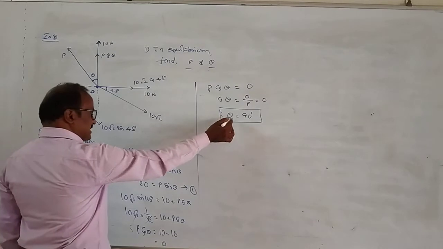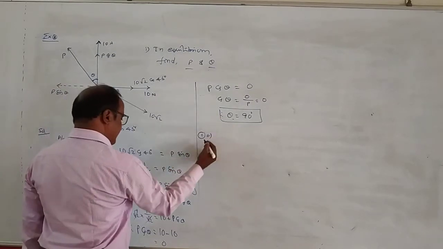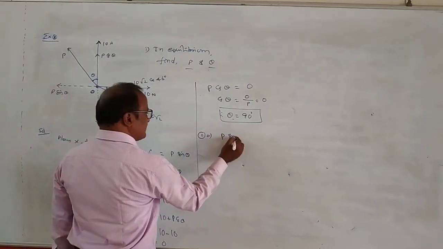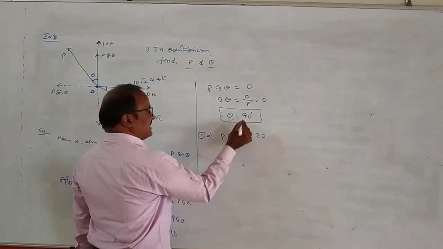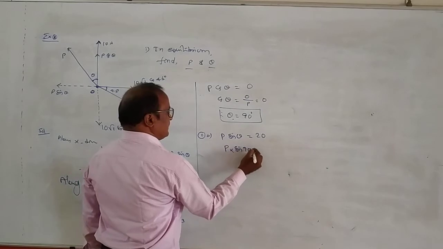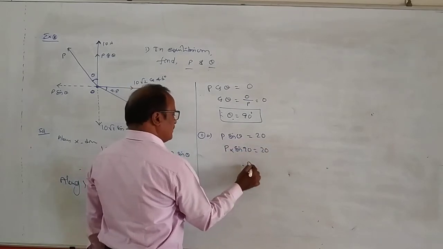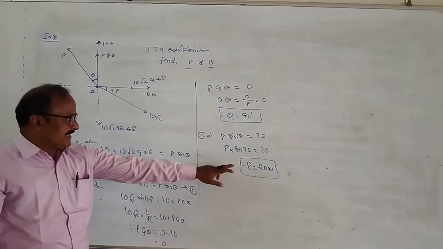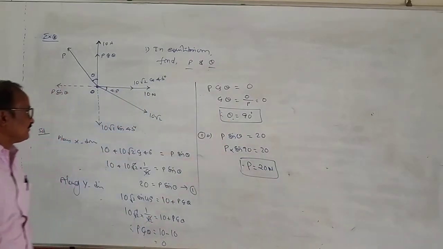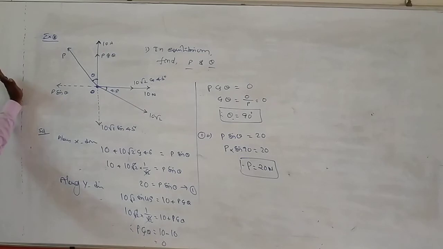So, substituting this value in equation 1, P sin theta is equal to 20, and P into sin 90 is equal to 20. Sin 90 is 1. Therefore, P is equal to 20. Correct? P is equal to 20 and theta is equal to 90 degrees. Okay?